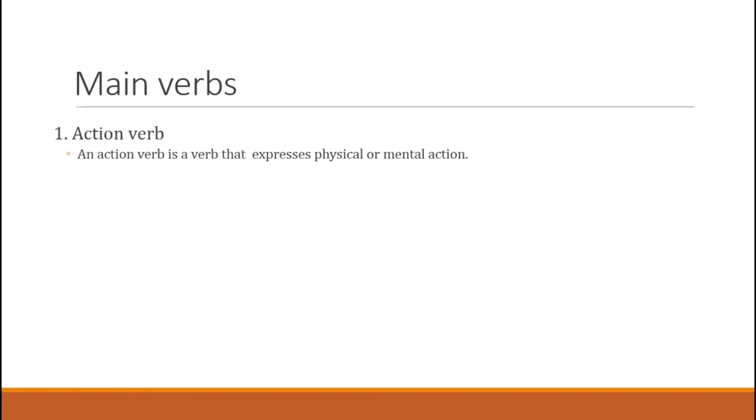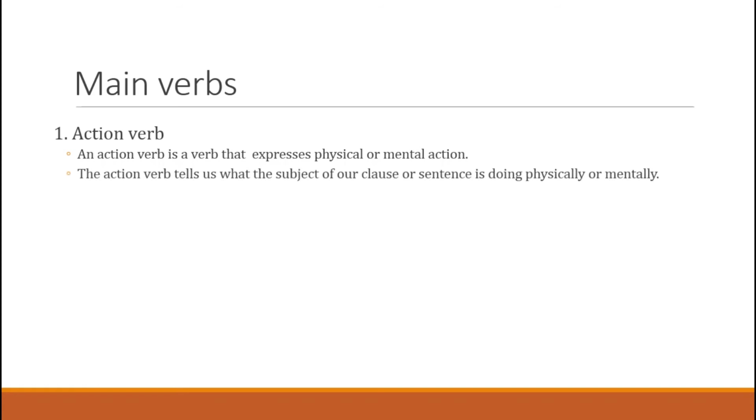An action verb is a verb that expresses physical or mental action, meaning physical with our body, or our mental action. The action verb tells us what the subject of our clause or sentence is doing physically or mentally, meaning through our body what action is going on. That action is what the action verb tells us about.